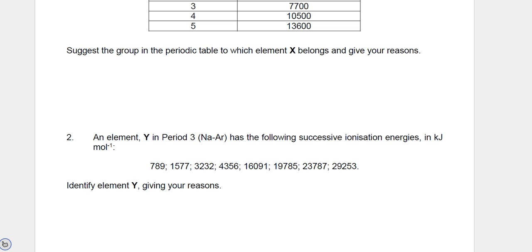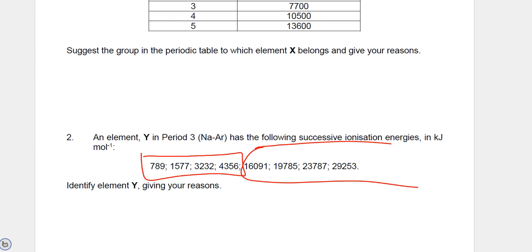Now we've got a similar issue here. We're looking at question 2. Where is the biggest jump? And I can clearly see around here we're going from 4,356 kilojoules per mole to 16,091 kilojoules per mole. That's the biggest jump. So that is telling me that these electrons, the first, second, third and fourth ionization energies, they're the lowest. And then what comes after that, those electrons must be in a shell closer to the nucleus. So the first 4 are easy to remove.